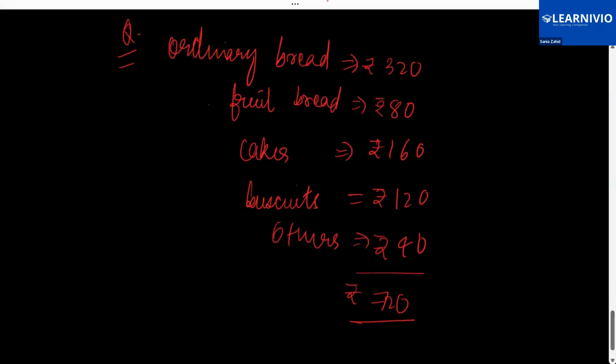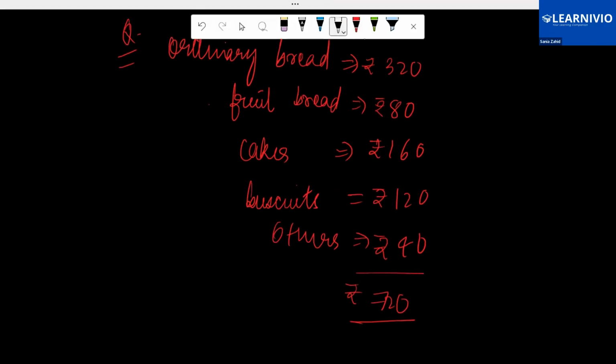First of all, what you'll do, you'll find the fraction. So what is the fraction for 320 rupees? 320 by 720. Yes, Ramesh, what is the fraction? 320 by 720. Okay. So you get 8 into 1 by 9 into 10, and 8 into 4, so 4 by 9. Then you get 80 by 720, which is 1 by 9.